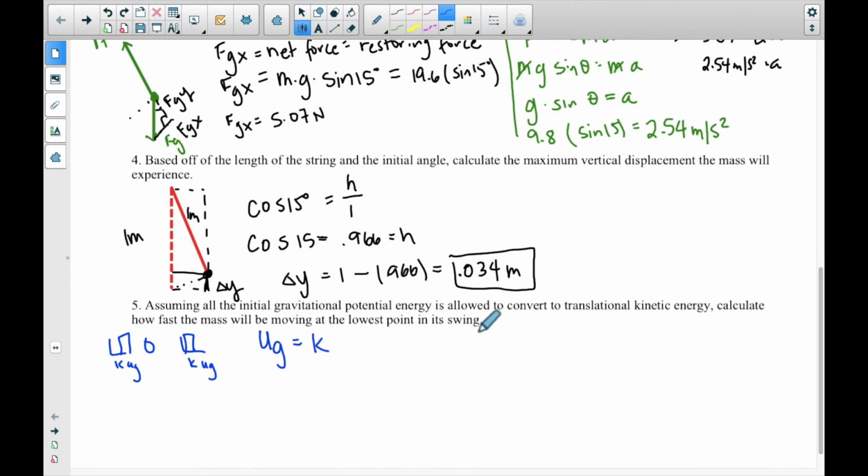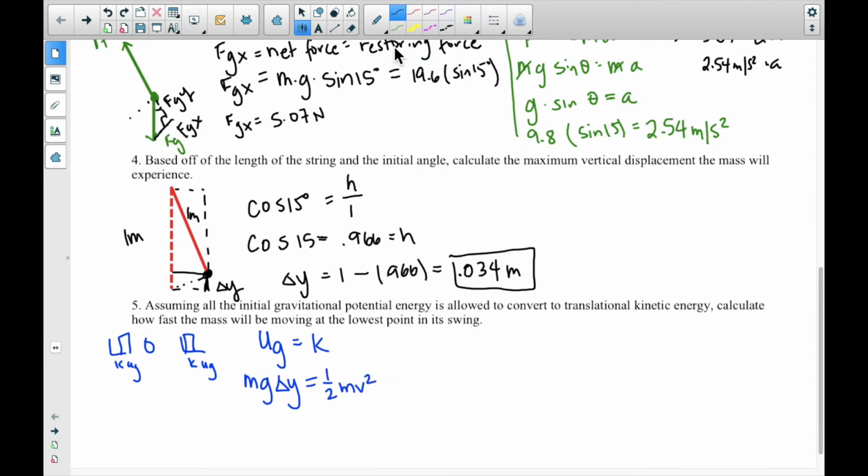This question mentions energy, but the actual question is how fast will it be moving? And so that's going to be velocity, but we know that K is 1/2 mv squared. So first of all, potential gravitational energy, we might have to look that one up, but it is mg delta y, or mgh. I don't remember which way it is on your AP sheet. It's one of those. Our kinetic energy is 1/2 mv squared.